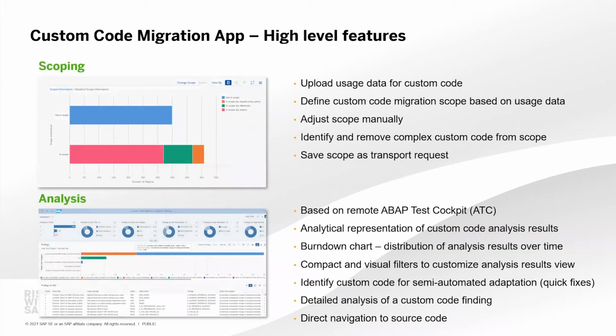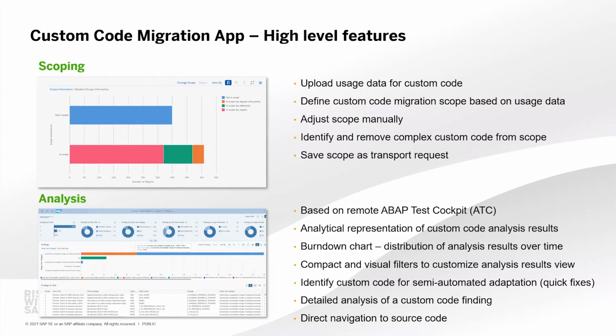The custom code migration app comes along with two main high-level features, scoping and analysis. Scoping includes a definition of custom code for SAP S/4HANA or SAP BTP, and analysis, as the name says, offers the analysis of the custom code. In the scoping is included the following. You can upload collected usage data in production for a custom code, and the scoping is able to define the custom code migration scope initially based on this uploaded usage data.